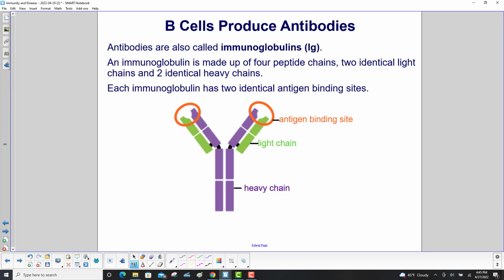Antibodies are also called immunoglobulins. An immunoglobulin is made up of 4 peptide chains, 2 identical light chains, here, and 2 identical heavy chains, all the way up like that. Each immunoglobulin has 2 identical antigen binding sites, right up here, antigen binding sites.